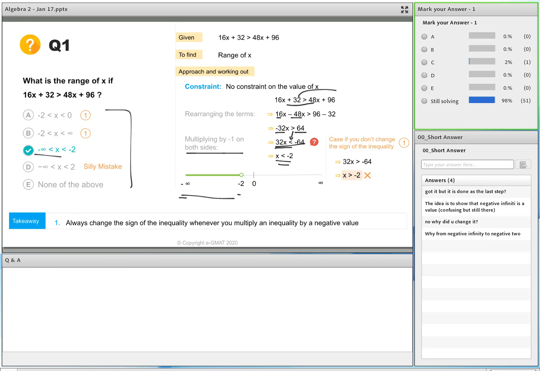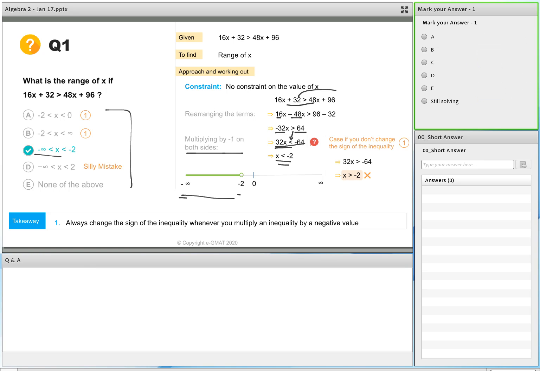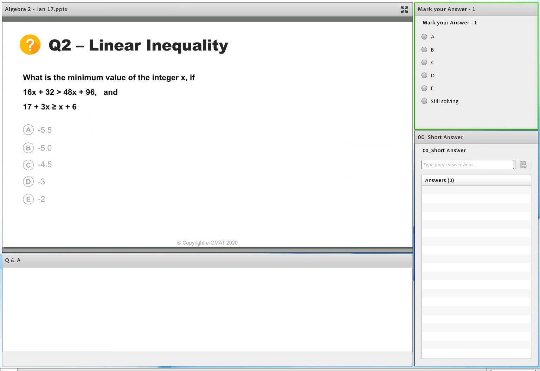So let me end the poll over here. Again, if the question asks you to do that, you can do it in the last step, but that's your choice. Just ensure that you change the sign once you are doing this. All right, let me clear all the answers and let's move ahead with the next set of questions. I see the board still solving over here. Let's move to question number 2 here on your screen.